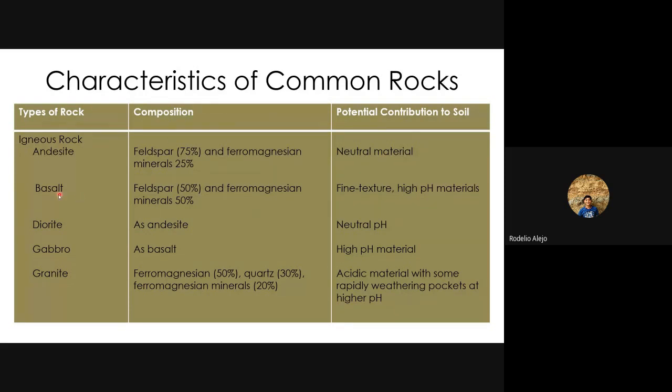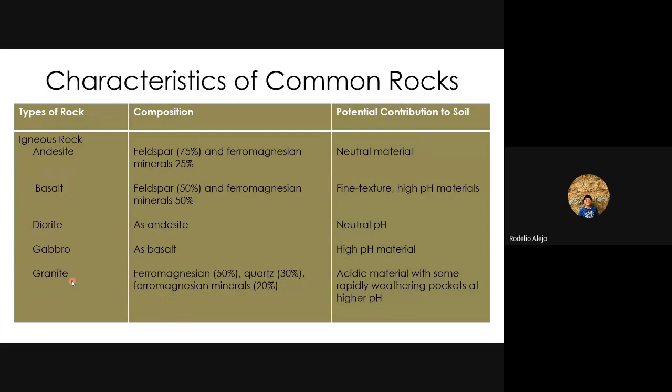Compared to basalt, which is higher in ferromagnesian minerals, it has high pH materials, and it contributes to fine texture. So basalt is an example of a fine textured rock. When that basalt undergoes weathering or decomposition, it can contribute to fine textured soil. Okay? Then diorite, like andesite, has neutral pH. Gabbro is also composed of basalt, so it has high pH material.